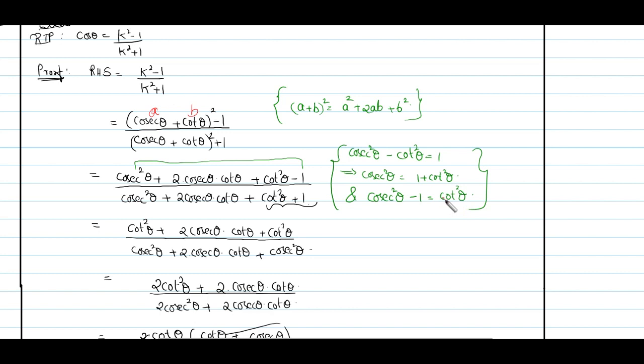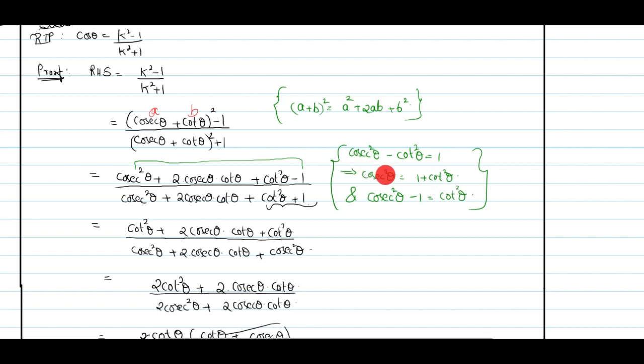And one more thing, from the same identity we can write cosecant square theta is equal to, this time we are transposing cot square theta to the RHS and we are not bringing the 1 back. So, 1 plus cot square theta. I repeat, cosecant square theta minus cot square theta value is 1. From this we can calculate the value of cosecant square theta as well. Also, we can calculate the value of cot square theta. In order to calculate cosecant square theta, we transpose this minus cot square theta to the RHS, so it will become 1 plus cot square theta.